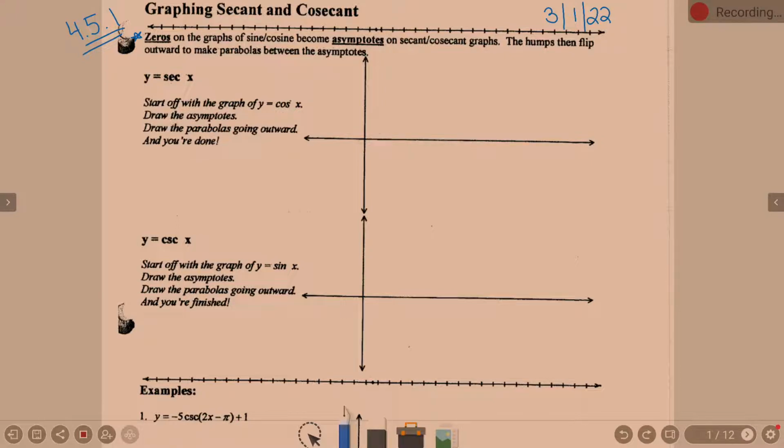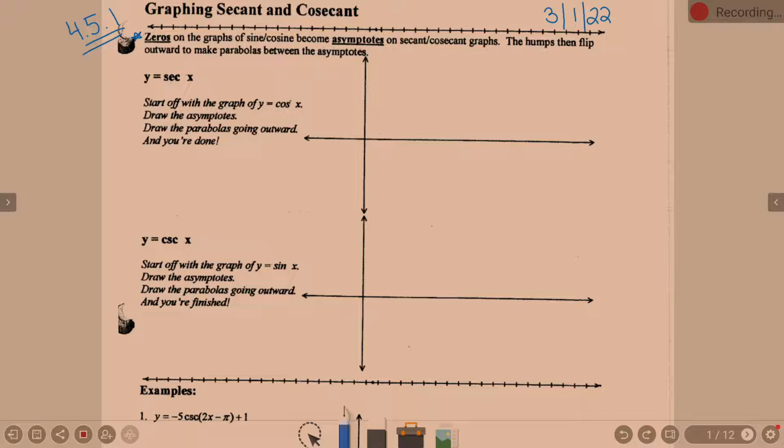Key piece of information here. First of all, zeros. What do I mean when I use the vocabulary word zeros? X-intercepts. So zeros, or x-intercepts on the graph of sine and cosine, become asymptotes on these secant, cosecant graphs. Remember, asymptotes being those dotted lines we draw that our graph will never cross and never touch.